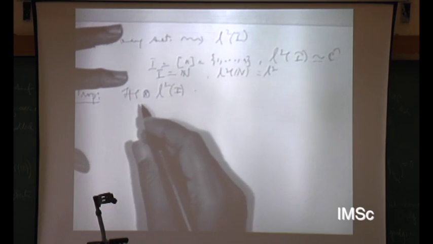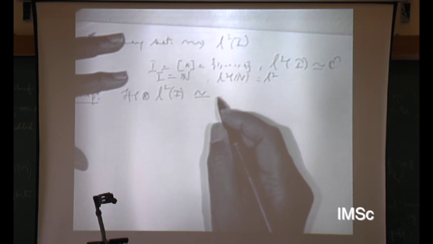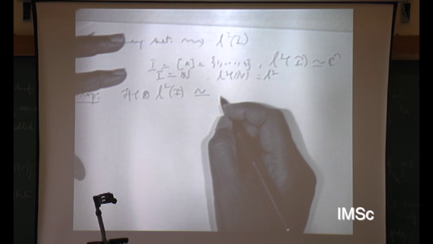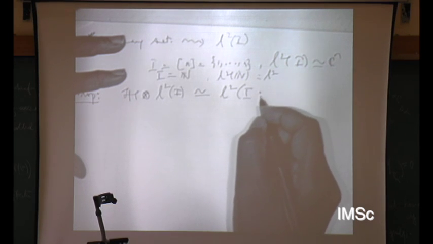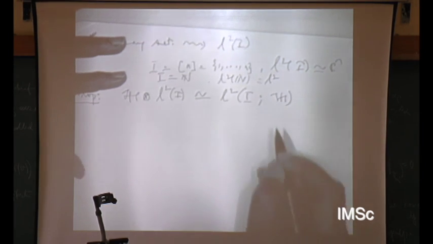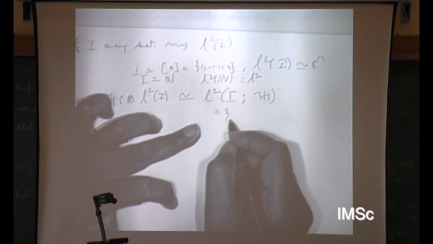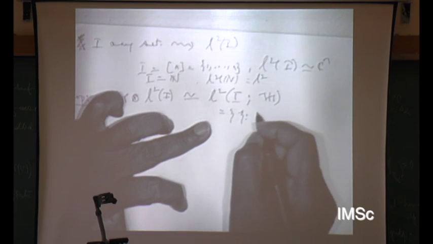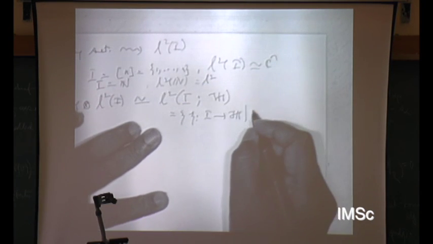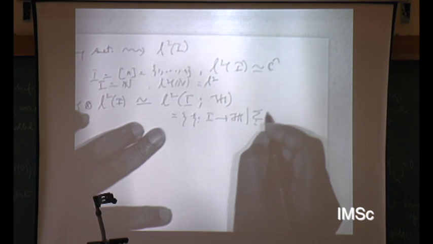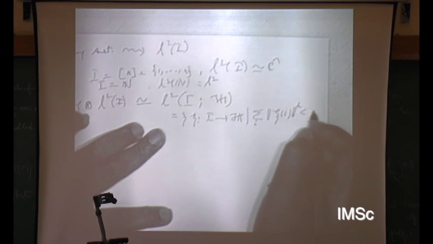So this, I want to say, is identifiable with L2 of I taking values in H. So what do I mean by this? I mean all functions psi from I into H such that the summation over i of norm psi(i) squared is finite.